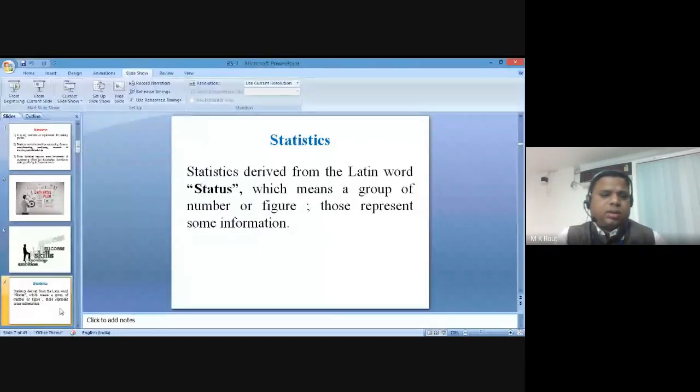That is the initial or preliminary stage of data collection in the form of statistics. So I will repeat this definition. Statistics is derived from the Latin word status, which means a group of numbers or figures that represent some information. Then moving to the next one.